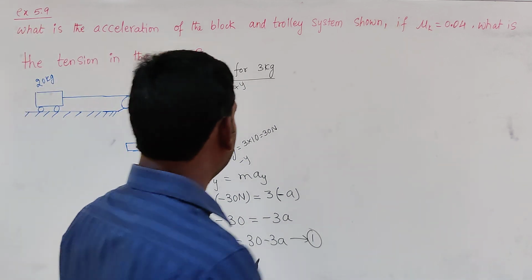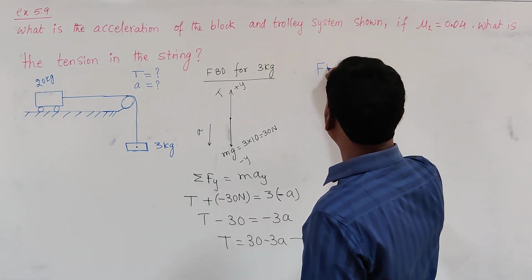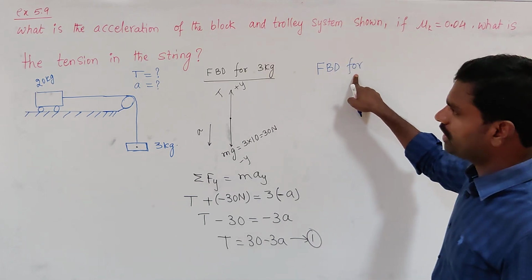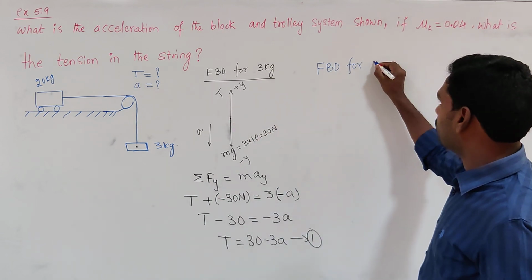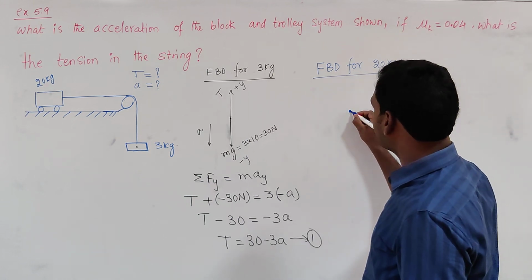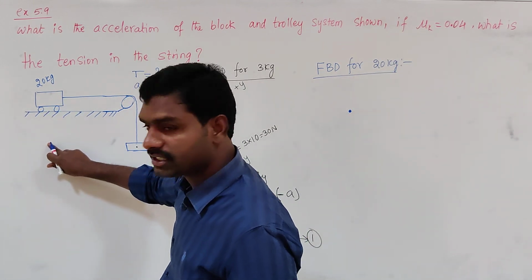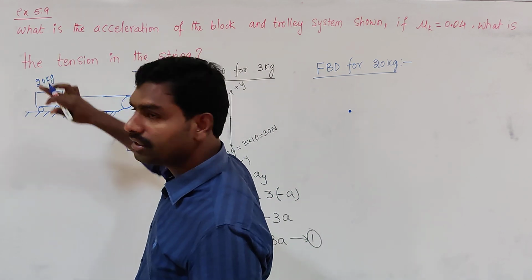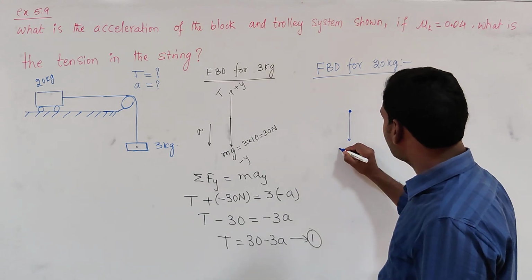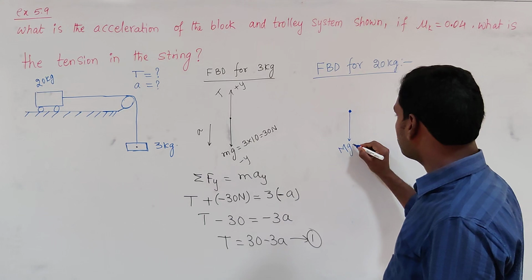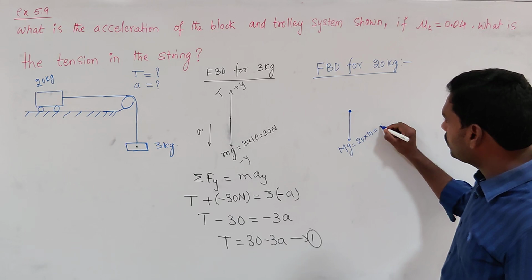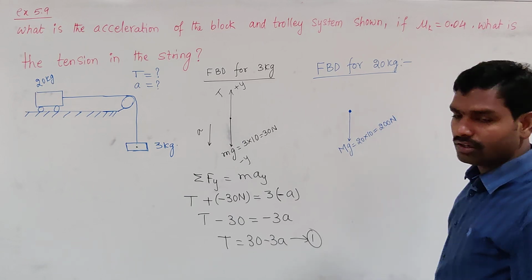And now draw the free body diagram, FBD, for the 20 kg object. What are the forces acting on the 20 kg? One is the gravitational force acting straight down. Another is the normal force, acting upward. The gravitational force is capital M into g. Capital M is 20 and g is 10, so that is 200 newtons acting downwards.